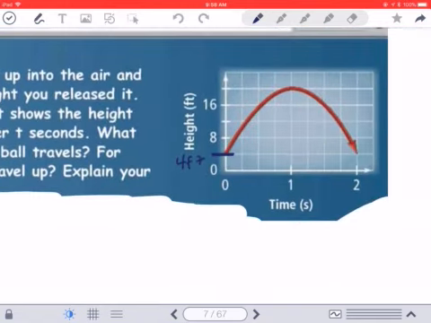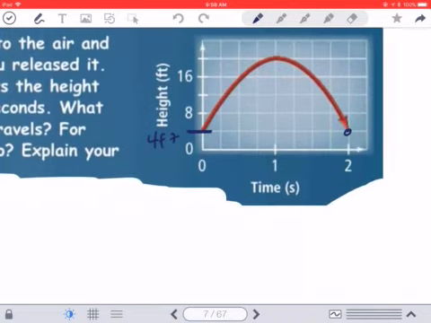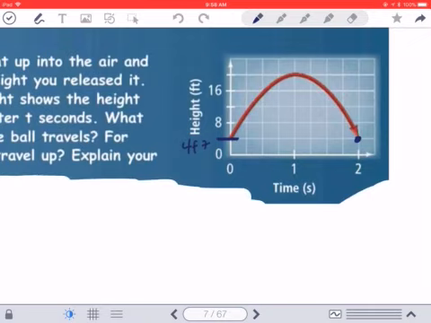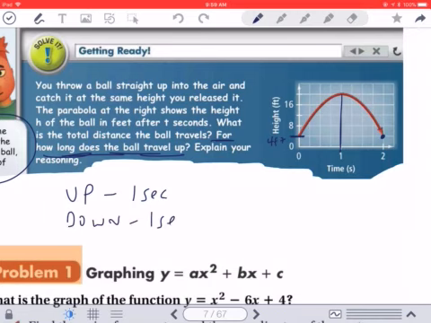So you throw it up, maybe you throw it up underhand or wherever you release the ball is at 4 feet, and then you catch it at 4 feet also. So it never actually hits the ground at 0. So it doesn't touch the ground, so that's important to know. And it also tells you that it reaches its peak after 1 second, and then you catch it after 2 seconds. So this question right here, for how long does the ball travel up? Well, it goes up for 1 second, and it goes down for 1 second. So the total time in the air would obviously be 2 seconds.